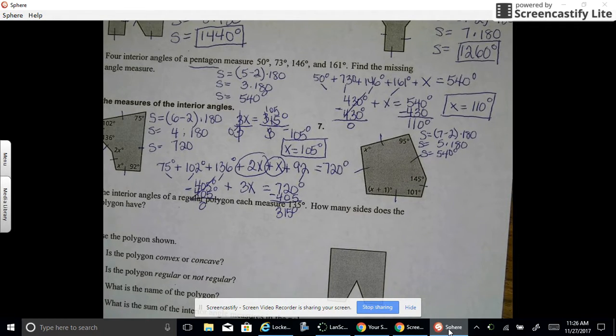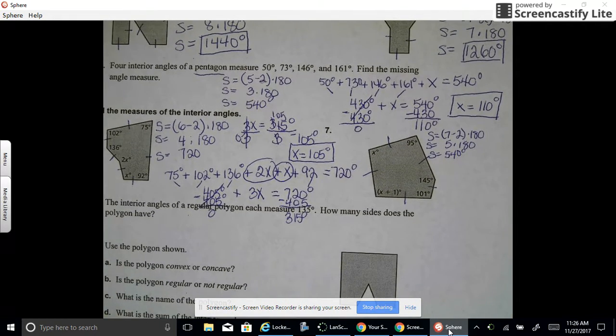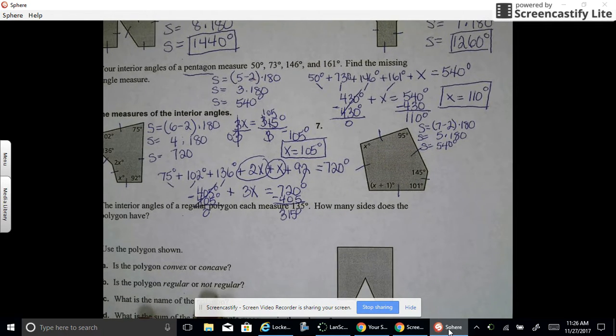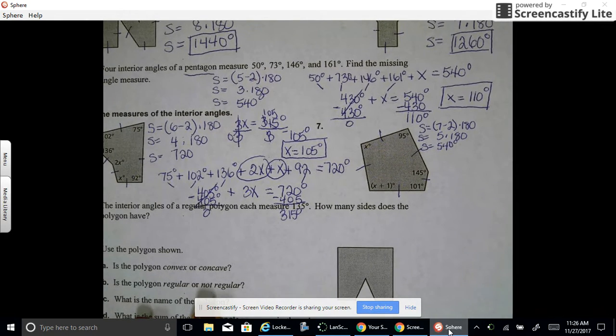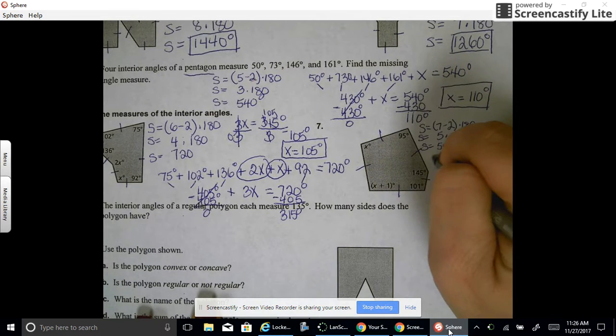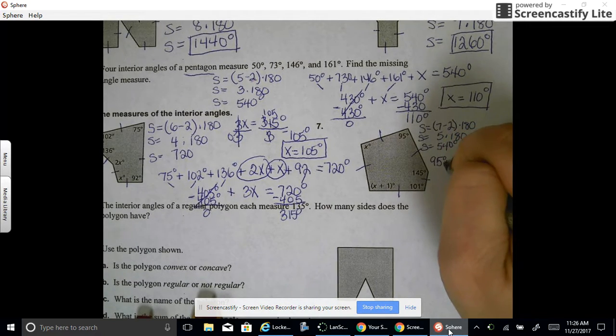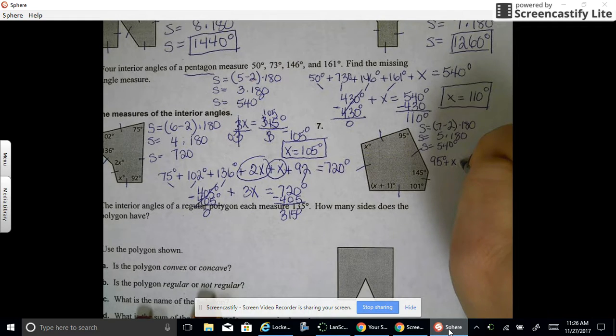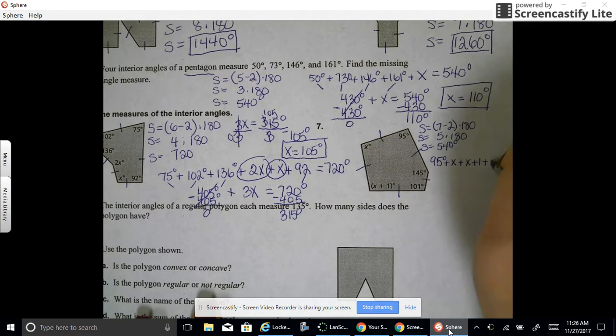All right, so now let's set this problem up for you. We figured out that all the internal angles equal 540 degrees. What we do know is we've got 95 degrees plus x plus x plus 1 plus 101 degrees plus 145. And that'll equal 540.